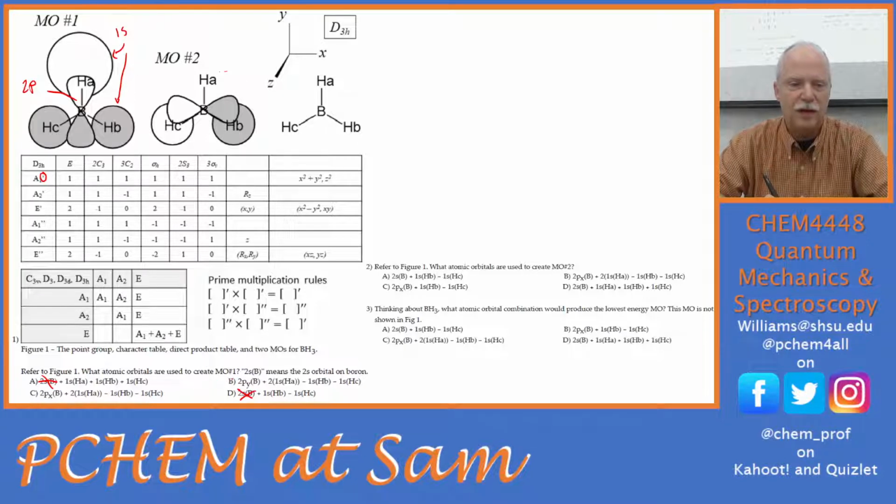So we've knocked it down to 50-50. This one has the 2s, 1s on hydrogen A minus the 1s on hydrogen B minus the 1s on hydrogen C. So that part works, and the 2py piece works, so it's going to be this one. Let's look at the other one. This one says 2px, and so the 2px is what makes that one not the right answer.